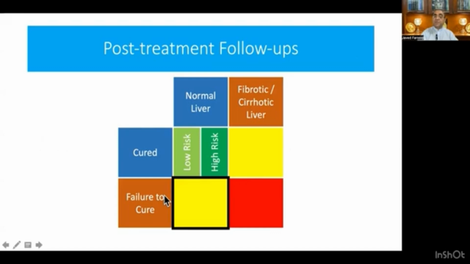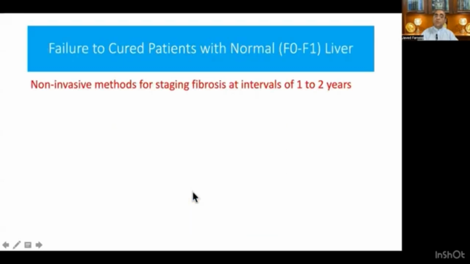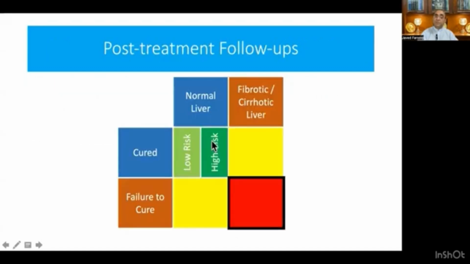Now, another yellow group is where SVR is not achieved, but the liver is normal, but still they are in the yellow group. So non-invasive methods for staging fibrosis at intervals of 1 to 2 years are very important, because the virus is active and the liver is normal today, but the fibrosis may happen. And so the non-invasive method for staging the fibrosis is important. And what are these? These are the APRI, the FIB4, and transient elastography.